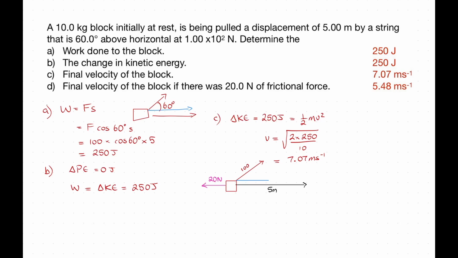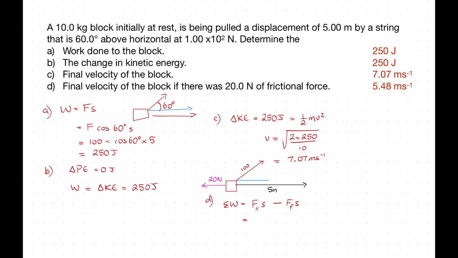Its displacement is still parallel to the motion of it, so it's still going to be the 5 meters. That means for D, the sum of the work being done, which is going to give us the change in the kinetic energy in this situation, is going to be the force parallel times the displacement, and that's due to our string, plus our force due to friction times our displacement. The only problem is that the force of friction is applying in the opposite direction. So let's change that from a positive to a negative.